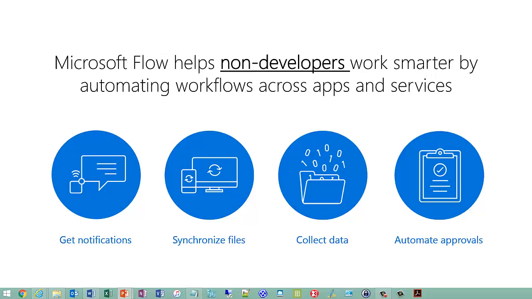For example, getting notifications when a file has been updated, or synchronizing files between two different locations, or automatically collecting data across various sources to organize your business data, maybe streamline approvals and get instant alerts. Microsoft Flow makes it possible to automate all of these scenarios, and you don't have to write any code and work inside Visual Studio. In fact, you don't even need an Azure subscription to use it.